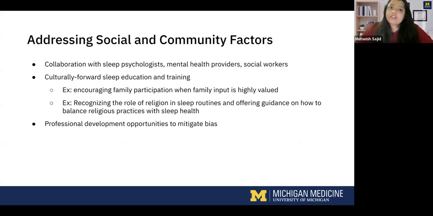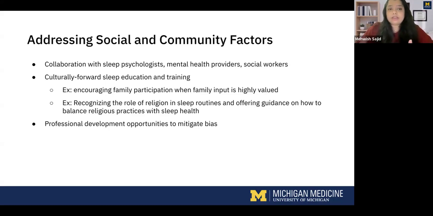So looking at potentially addressing social and community factors, collaborating with other team members. So sleep psychologists, mental health providers, social workers, these can be very helpful, especially if we, in our evaluation, are noticing underlying themes like insomnia or mind racing, rumination, underlying anxiety or depression that might not be addressed, things like that.